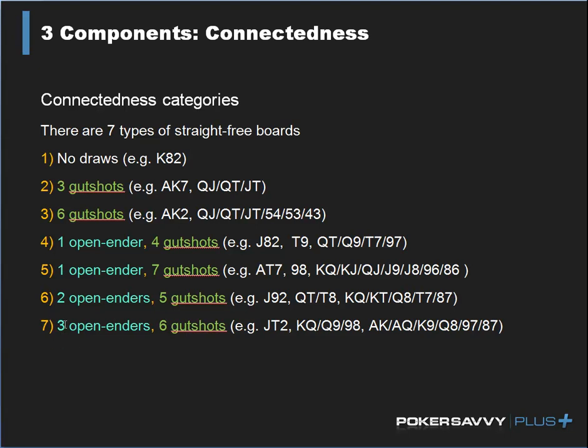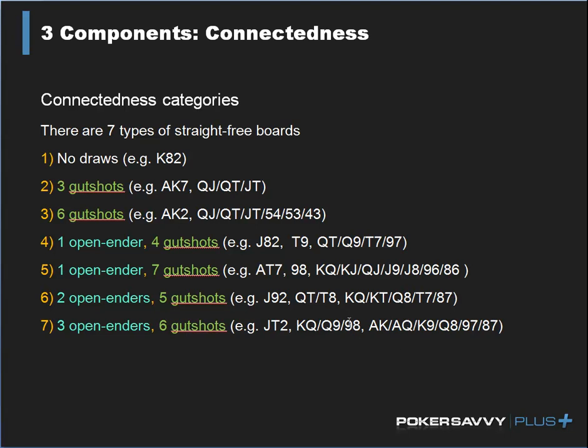The seventh category here, you've got 3 open enders and 6 gut shots, and again you've got the same sort of pattern. You've got King Queen, Queen 9, 9 8. These are the nut open ender, the middle open ender, and then the under open ender. The Queen 9 one is drawing to 4 nut cards and 4 second nut cards. This one is drawing to 4 nut cards and 4 third nut cards, and this is all nut outs, the King Queen one. You can take that King Queen and the top card it's drawing to, Ace King, Ace Queen.